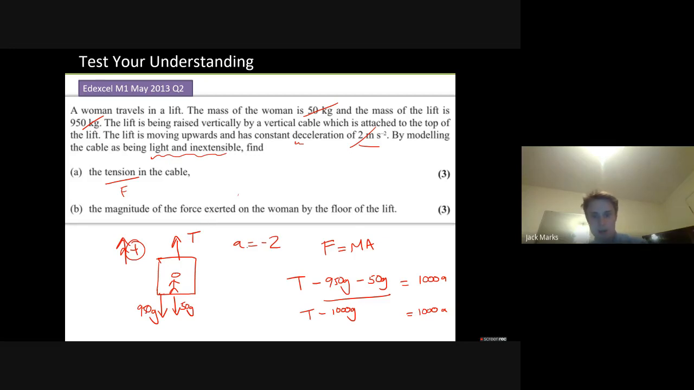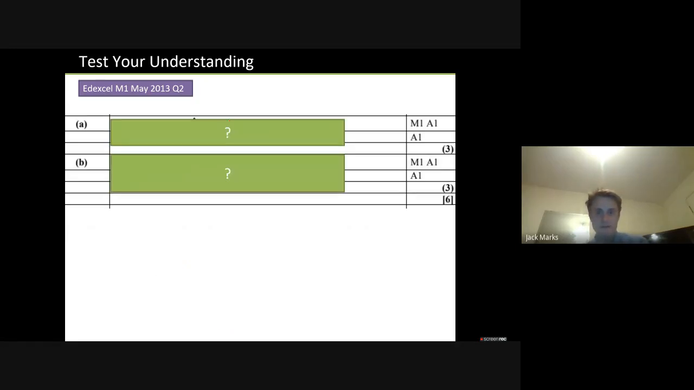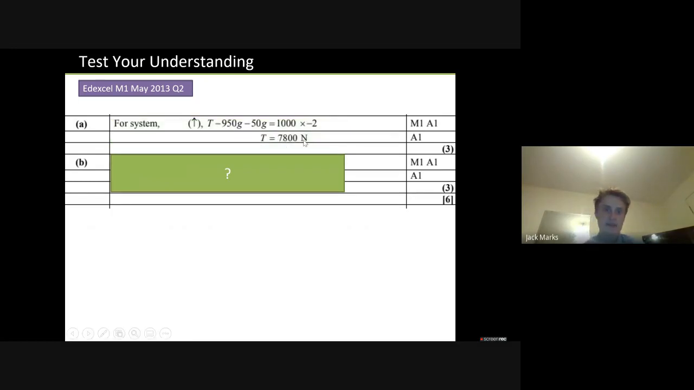Whoops, and I do actually know what a is, don't I? So that could be times -2. So let's change all of that to -2000. So the final answer is the tension will be -2000 plus 1000g. So that's going to be what, 7,800? Should we double check? Okay, 7,800 newtons.